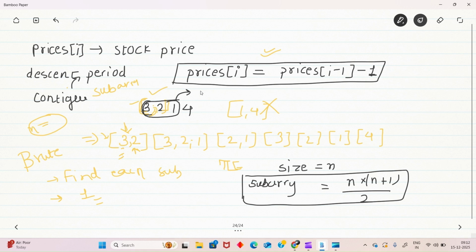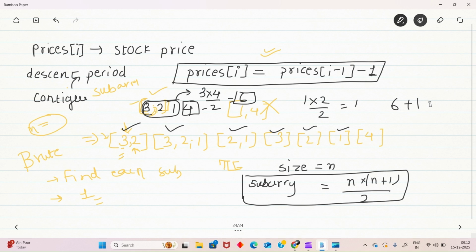So the size is 3, and 3 into 4 by 2 is 6. So out of this 3 2 1 I'll get 6: 1, 2, 3, 4, 5 and 6. I don't really need to find each one. The next longest is this one, so the size will be 1, and 1 into 2 by 2 is 1. So 6 plus 1 is 7. So we get our answer as 7.